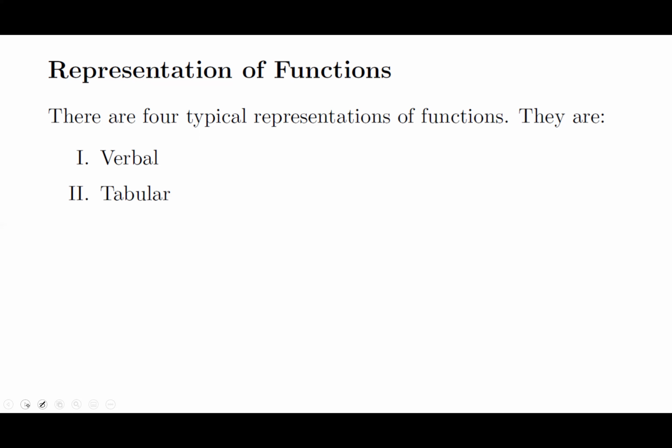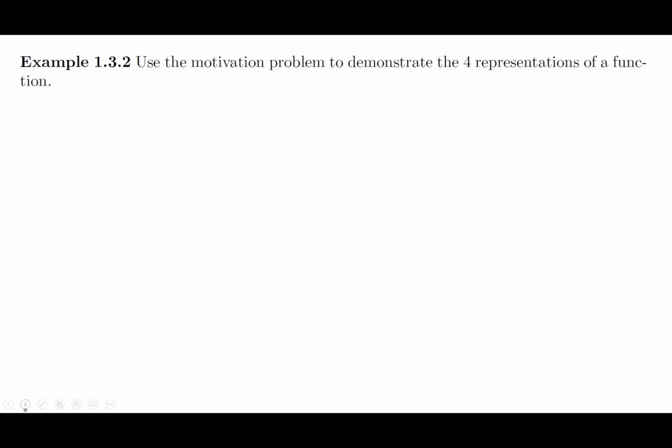That's tabular. Algebraic, give me a rule involving variables, numbers, and operations, right? That was our C of D equals 50 plus 60D. And then graphical, or just with ordered pairs, right? Can we plot these? And those are the 4 main representations of a function, okay? And so if we look at this next example, we could really talk about these 4 representations within that context.